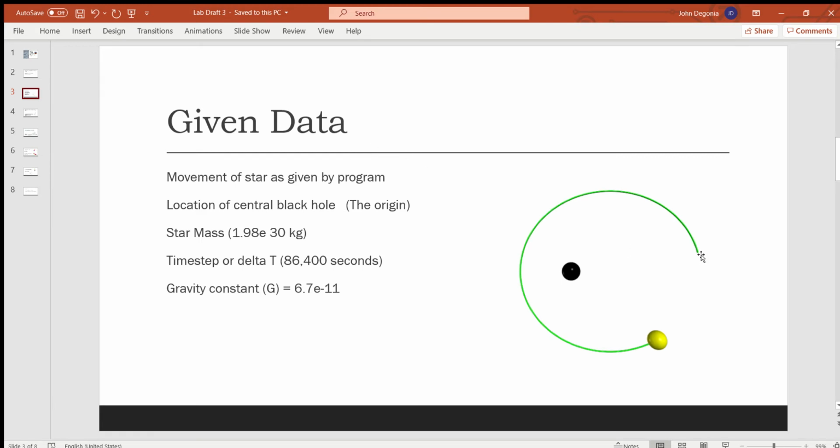Of course, we've got the position data of the star as it orbits around. We've got the location of the black hole. It is conveniently in the origin, the very center of our model. Star mass, time step that's just equal to 1 day, and the gravity constant.